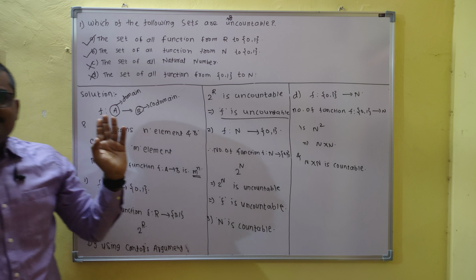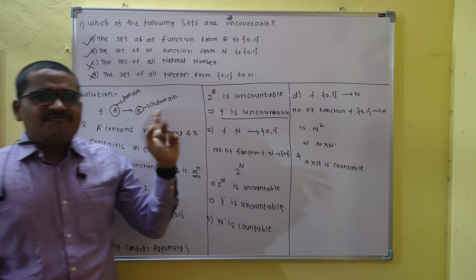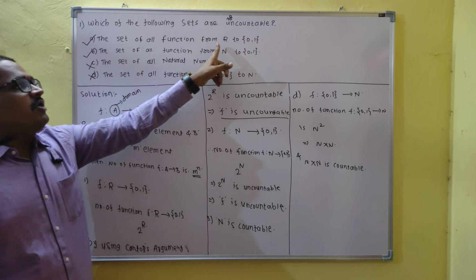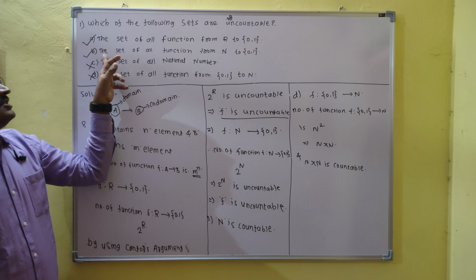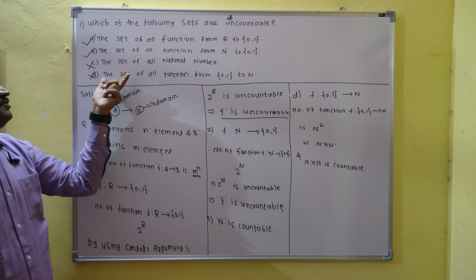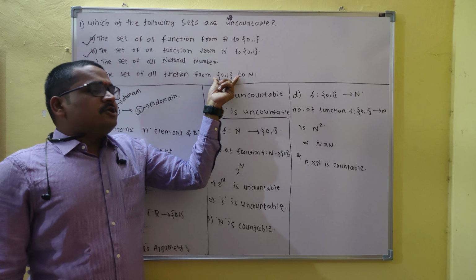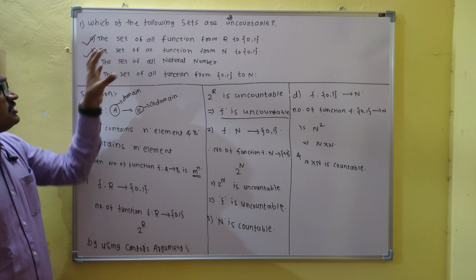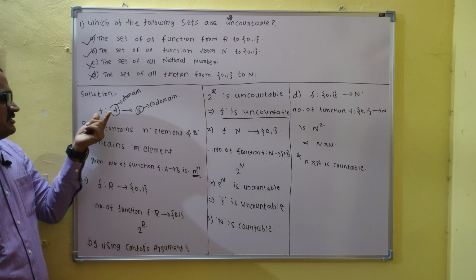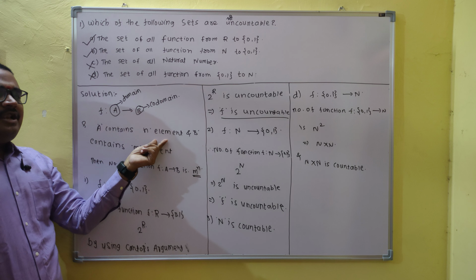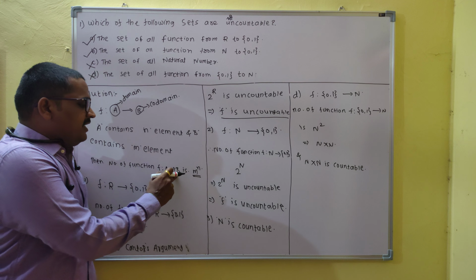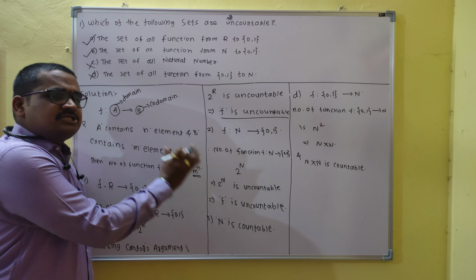What is the question? We are seeing it once again. Which of the following sets are uncountable? The first option is the set of all functions from R to {0,1}. The second is the set of all functions from N to {0,1}. Third is the set of natural numbers, and the last option is the set of all functions from {0,1} to N. For solving this question, we use the result: if f is a function from A to B, A contains n elements and B contains m elements, then the number of functions from A to B is m raised to n.